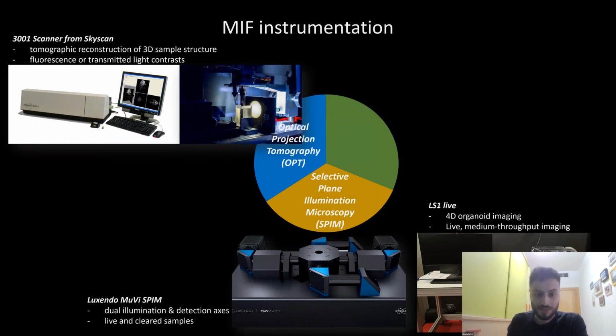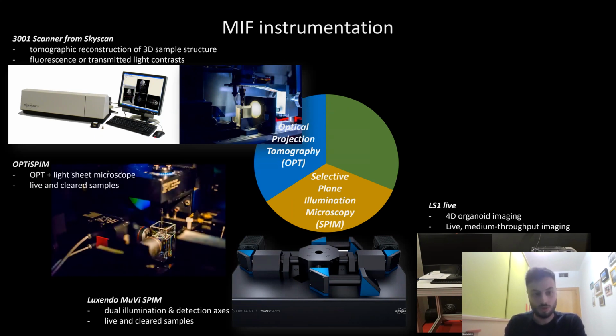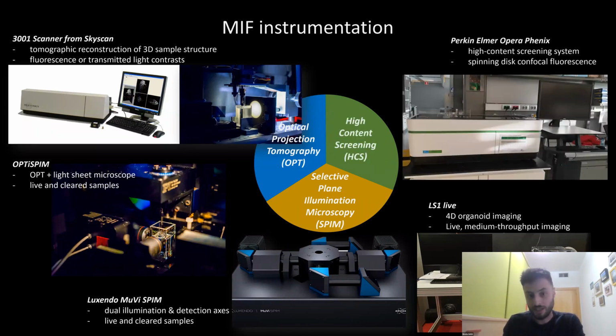We also have another system, the LS1, which is optimized for 4D imaging of organoids, so 3D plus time, with medium throughput, as it's possible to image up to 6 or 7 samples in the same imaging session. On top of this, we have a hybrid system, which is OptiSpin. It's a combination of OPT and light sheet microscopy, which can also be used in live and cleared configuration mode.